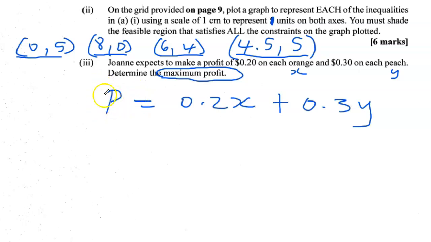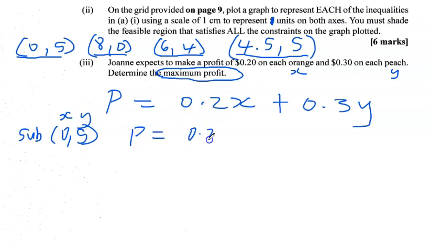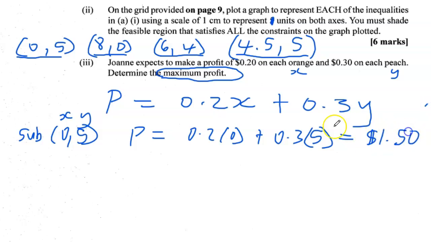So let's try them one at a time. So let's substitute 0, 5. Substituting 0, 5, x is 0, y is 5. So we'll substitute these into the profit function. So it's 0.2 times 0 plus 0.3 times 5. And this works out to be 0 plus 0.3 times 5. That's $1.50. Substitute 8, 0.